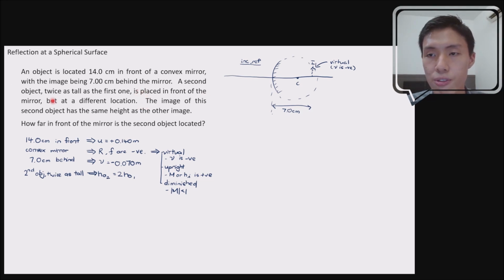It is placed in front of the mirror but at a different location. So for U1, we have to label clearly that this is U1 because this is only available for the first situation. The U2 will be at a different location, which is the second scenario. The image of this second object has the same height as the other image. So the image should be the same height.